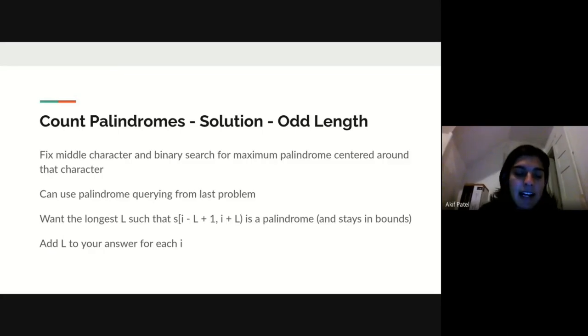Okay, so we fix an I, and we find the biggest L such that going out L on each side gives you a palindrome. This works for odd length palindromes, because you're fixing a middle character and adding the same amount to the end and the beginning. And then we add L to the answer, because anything from 1 to L works.